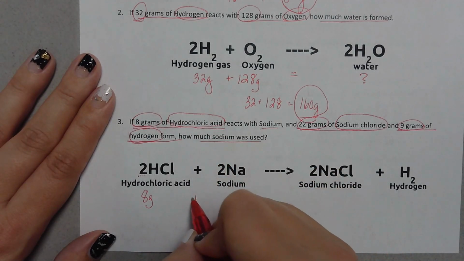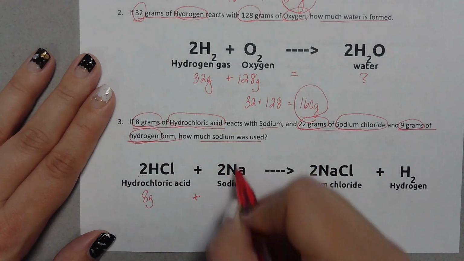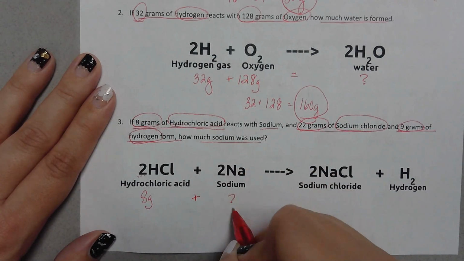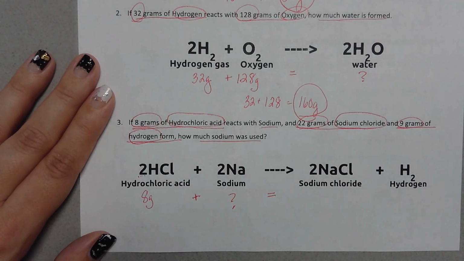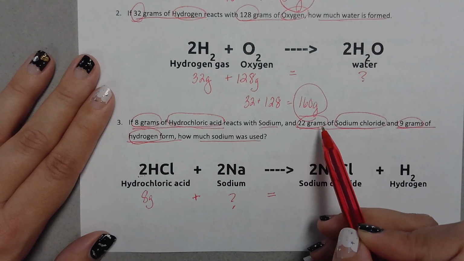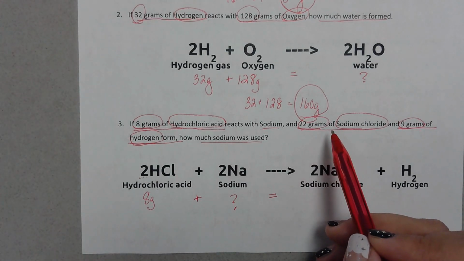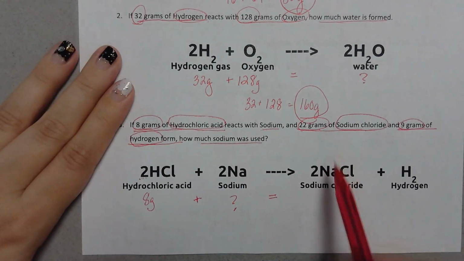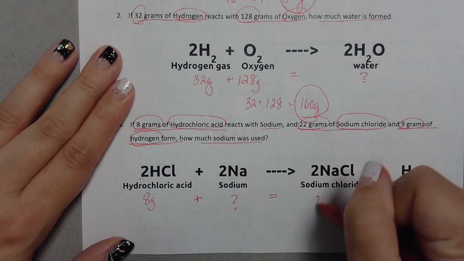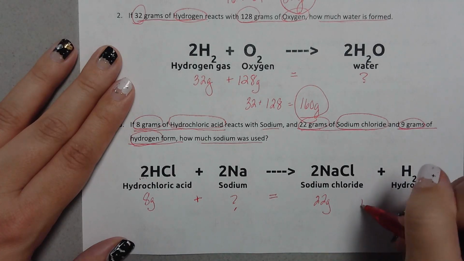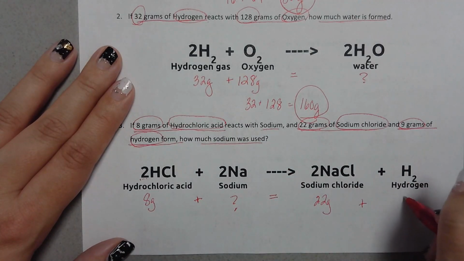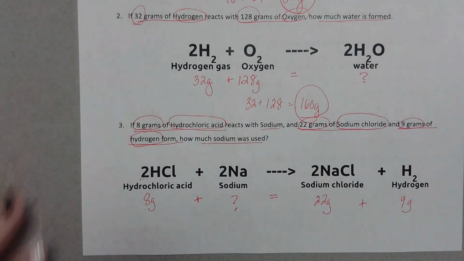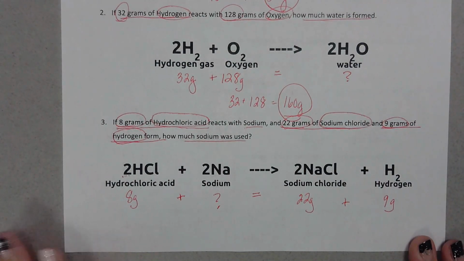Plus, they did not give us the amount of sodium. In fact, we're trying to find how much sodium is used, equals 22 grams of sodium chloride. So sodium chloride right here, plus 9 grams of hydrogen. So here we have an equation.